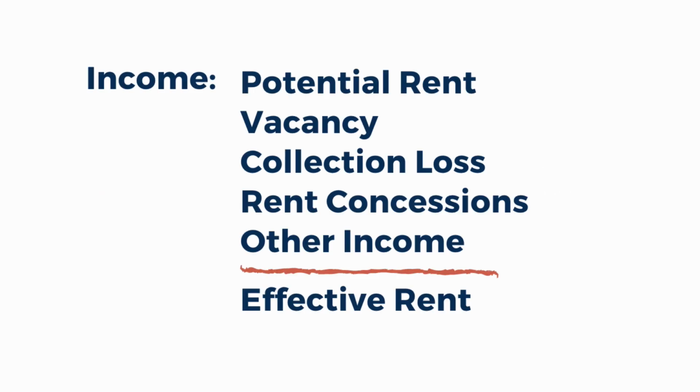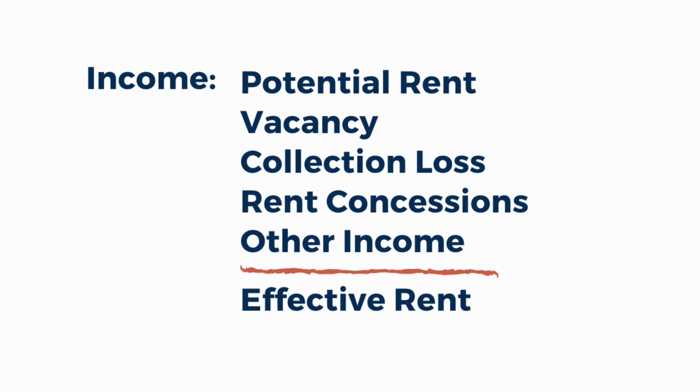We're going to look at each component of this, income and expenses, separately. Income is comprised of these categories in your typical real estate transaction: potential rent, vacancy, collection loss, rent concessions, other income, and then you combine all these together to get effective rent. Each of these categories has its own video describing what it is and how to calculate it.